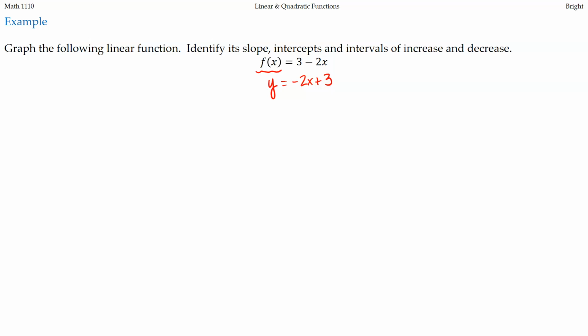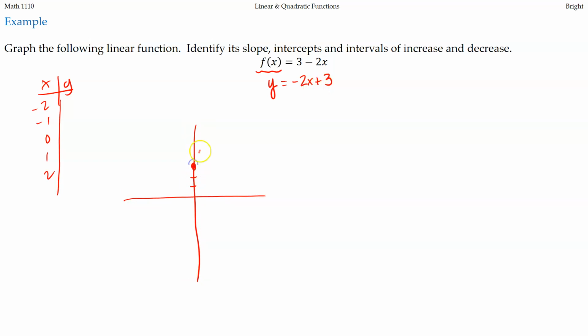Now, if you need help generating the graph, certainly make a table of values, so you could do x, y, and then I always pick -2, -1, 0, 1, and 2 for fun. But really, what I'm able to do is say, okay, my y-intercept, my vertical intercept is at the point 0, 3, and I'm just going to put that on here as a point. And then to get another y value, I would just follow the slope. So I would go down 2 to the right 1. And this leads me to the point 1, 1.